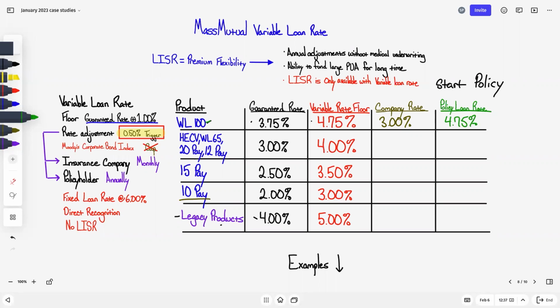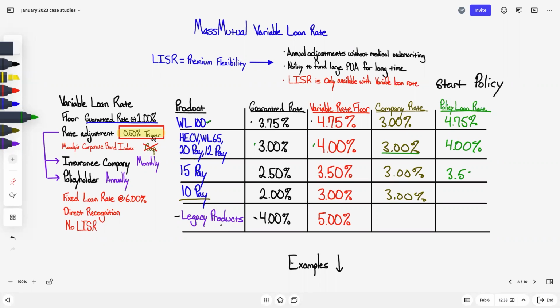Now, if we've got that 3% loan interest rate, or I should say, if that's MassMutual's loan interest rate, let's assume it is for all products, what'll happen here? Well, if you select the high yearly cash value product or any other product with a 3% guaranteed rate, you've got a variable loan rate of 4%, or I should say a variable loan rate floor of 4%. So even though the company's rate is 3%, because your floor is 4%, that's what your loan rate would be when starting a policy. Now the 15-pay product, what do we see here? Has a floor of 3.5%. Company rate is 3%. So what would happen?